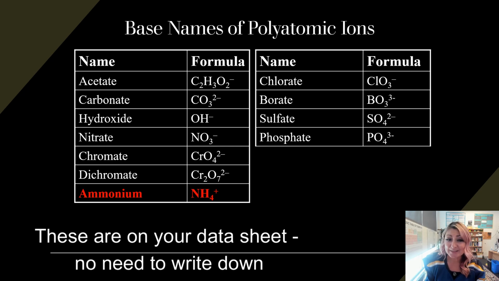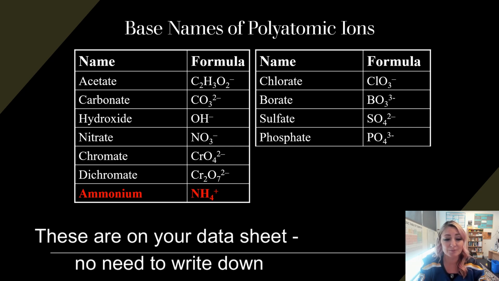Here are some examples of base names for polyatomic ions. We have acetate, carbonate, hydroxide, nitrate. Most of these are ATE ions. Most of them are also negatively charged. The exception is ammonium, which does have a positive charge. You do treat it like a cation, so it gets to go first. It is still an ionic compound. It is the odd duck out, so we're going to ignore it for now, but we will see it again.